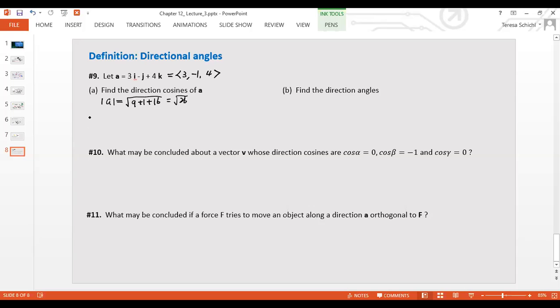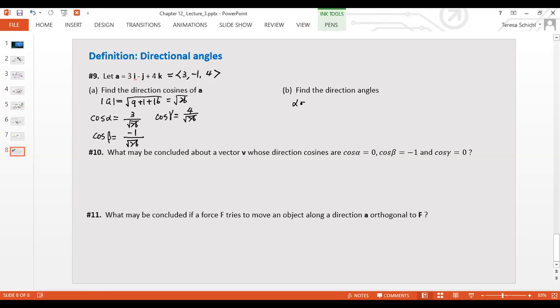So the cosines. They want to see the directional cosines. The cosine alpha is just the A1 component, 3 over the square root of 26. Then cosine beta will be -1 over the square root of 26. Then cosine gamma is equal to 4 over the square root of 26. Correct? All right, that is what we call the directional cosines. And then now I want to find the angles, so you just take the arc cosines, right?